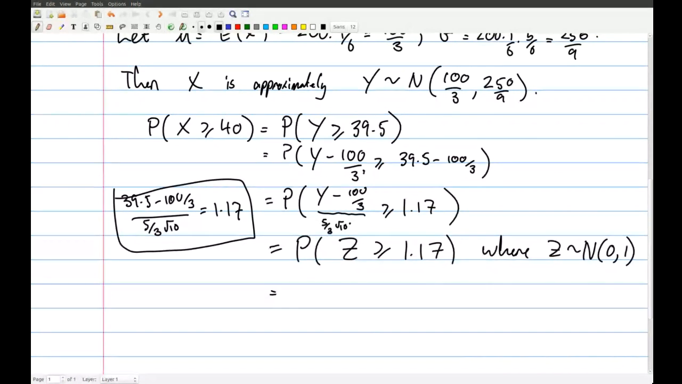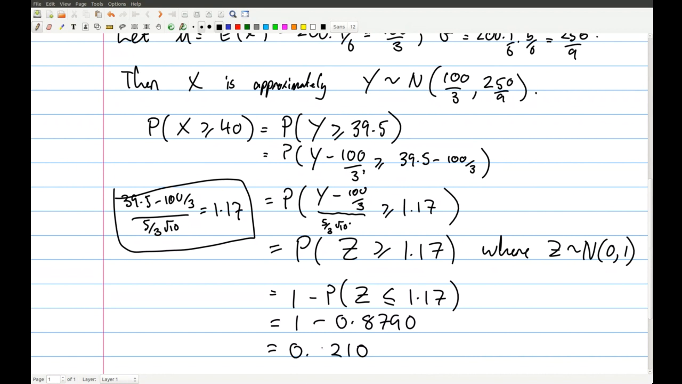8790. Now remember, the table actually tells you the probabilities the other way around: Z less than or equal to 1.17, which is 1 minus 0.8790, which is 0.0121. Is that right? I think that's right.